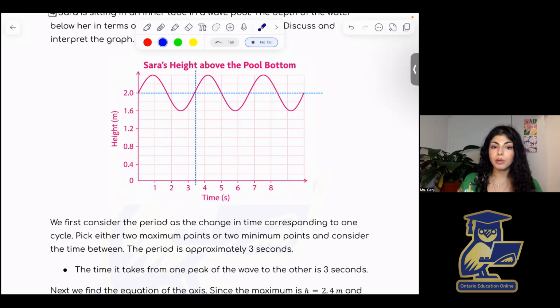So each time the wave goes down, Sarah's height goes to 1.6 meters above the ground of the pool, and every time a wave pushes her up, she's at a height of 2.4 meters above the ground. And that is the interpretation of this graph, and that's how we also just saw an application of sinusoidal functions, as well as how the different properties can be used to analyze problems using the sine function.